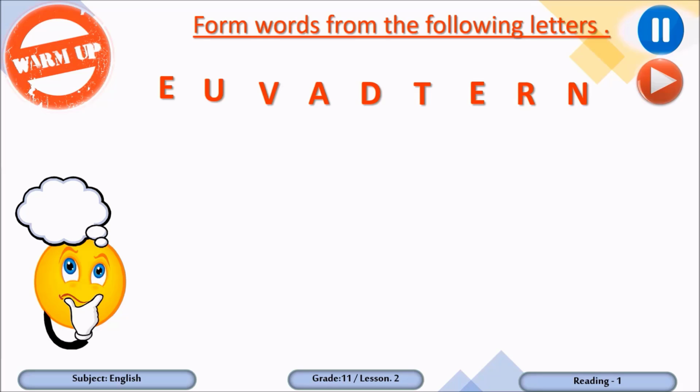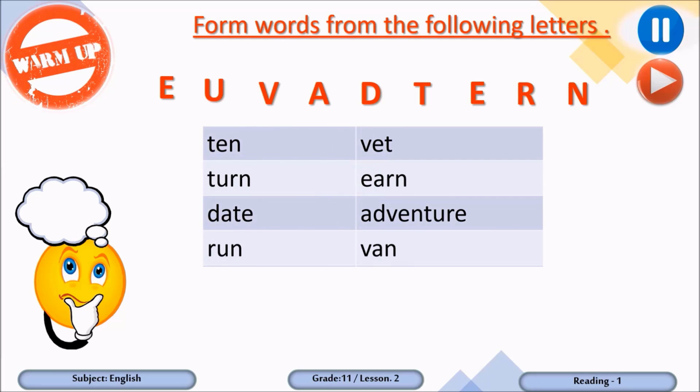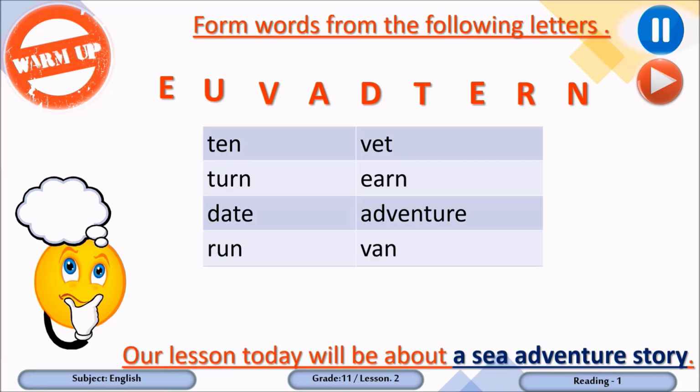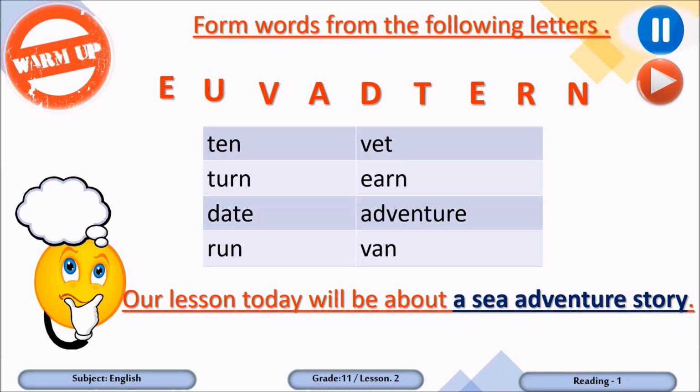Okay, now let's check some words which we can form from the given letters. We can form the words: ten, turn, date, run, dive, earn, adventure, van. Very good. Good job. So, dear students, our lesson today will be about a sea adventure story.